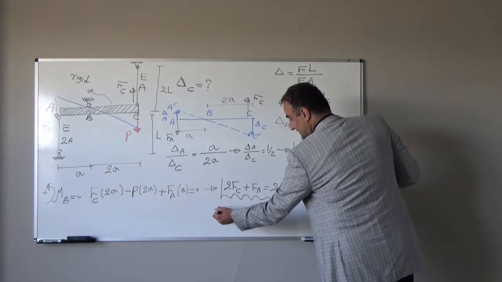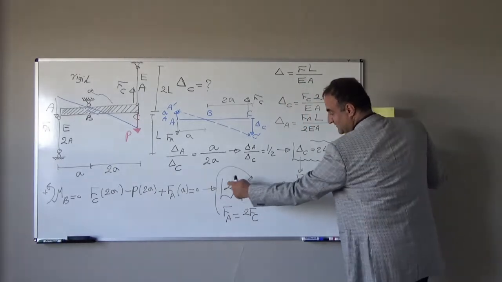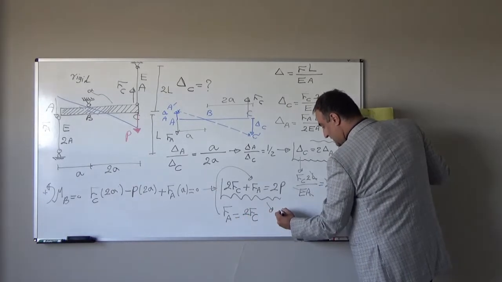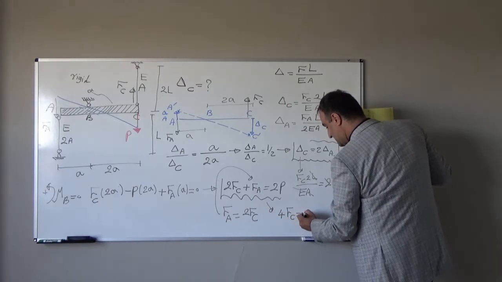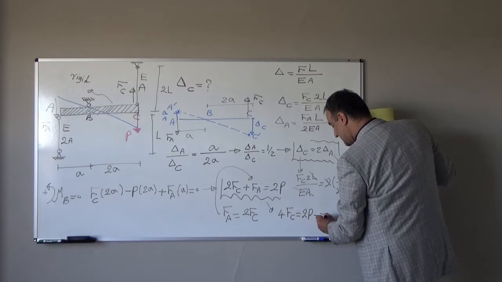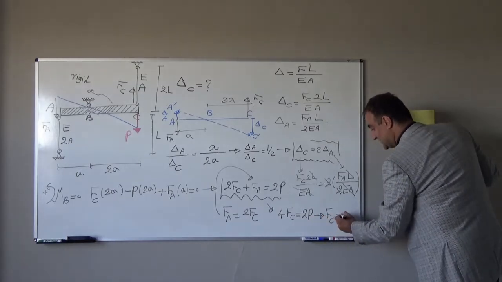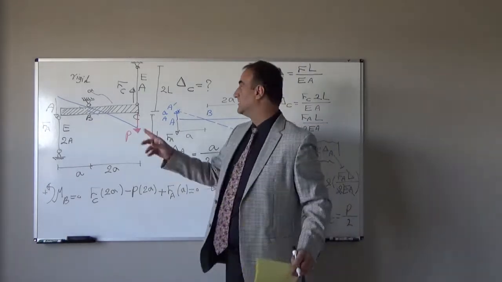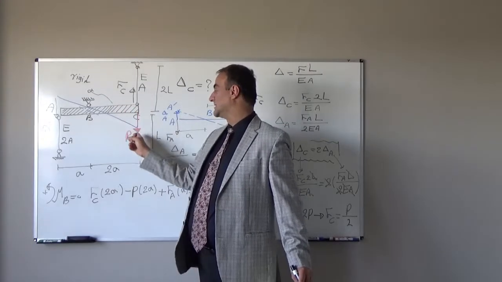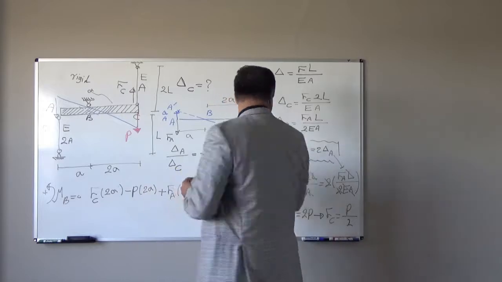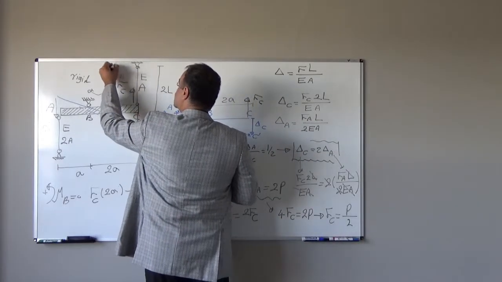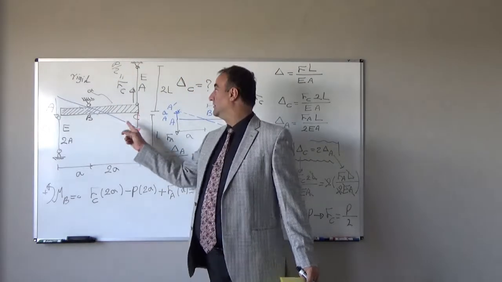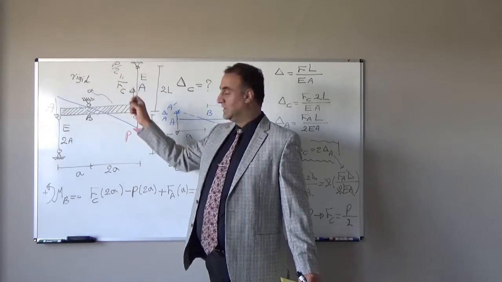If I plug this into the equation 2FC plus FA, instead of FA, I will plug in 2FC. So in this equation I will have 4FC is equal to 2P. From here I can write FC is equal to P over 2. So now I know internal force FC in terms of external load P. Because the external load is a known value, now I know the magnitude of FC.